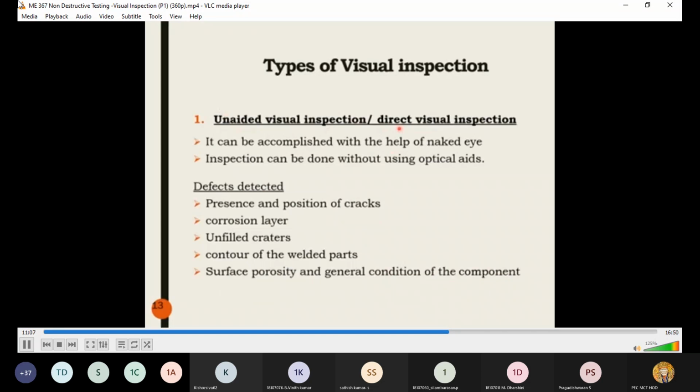Unaided visual inspection, or direct visual inspection, can be accomplished with the help of a naked eye. Inspection can be done without the use of optical aids. That is the most important point here, no optical aids, right? Without using optical aids, we can find several defects also.